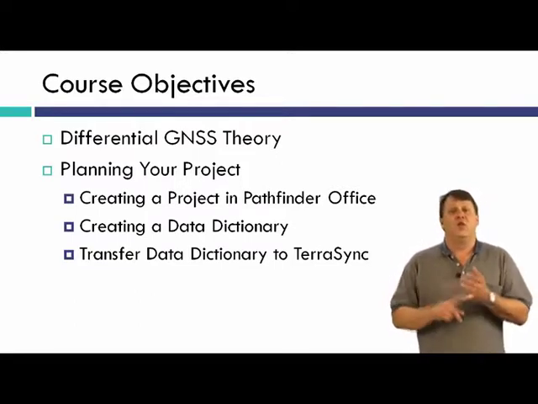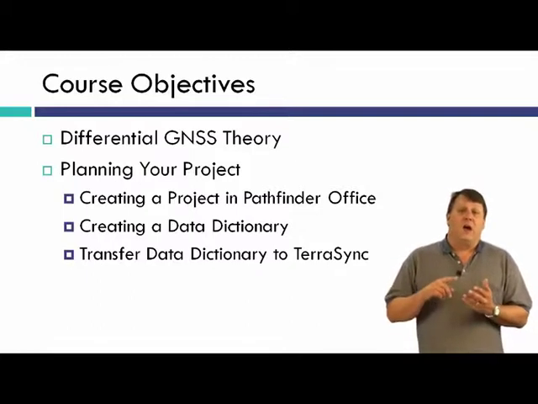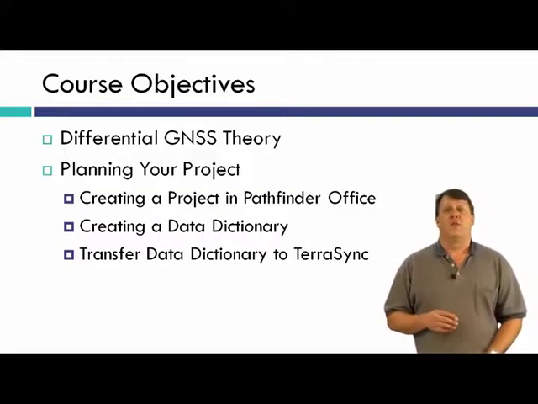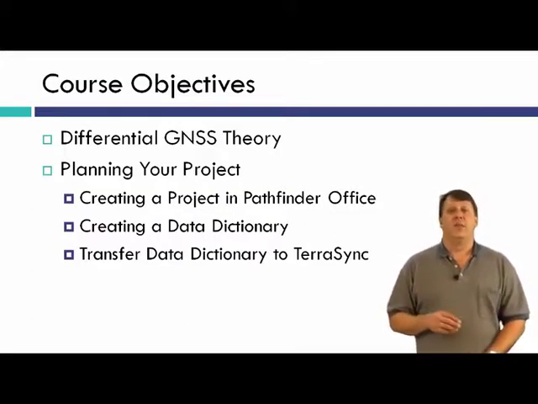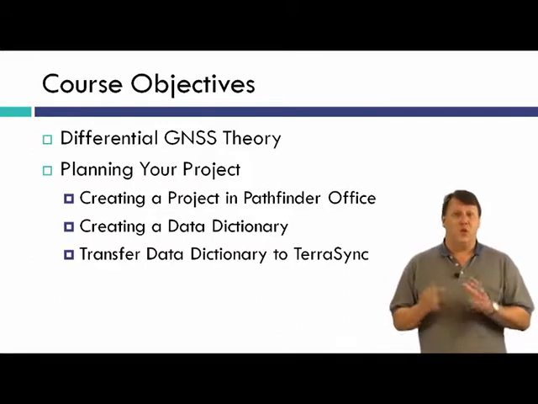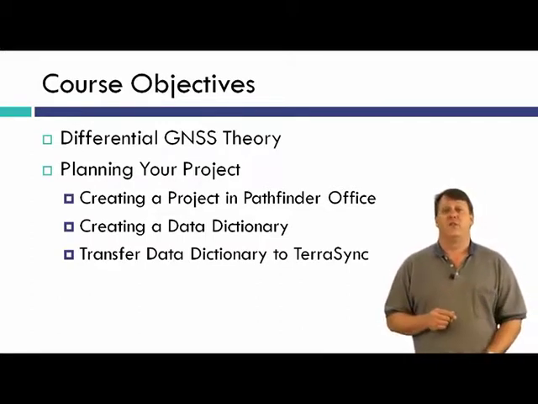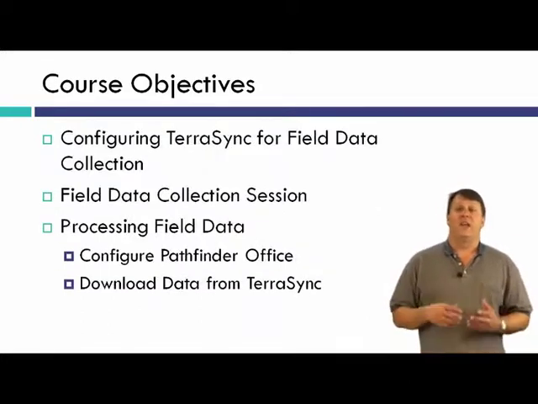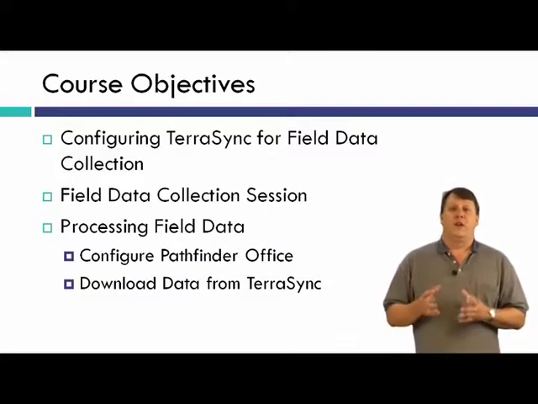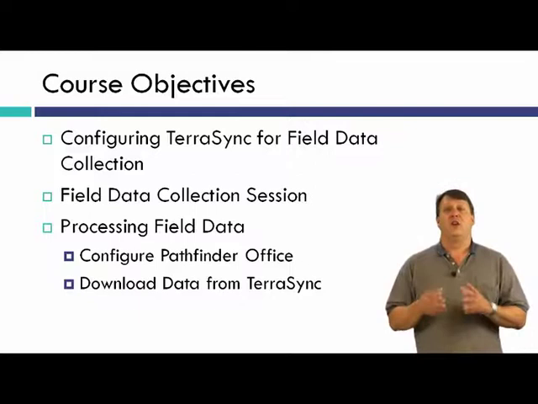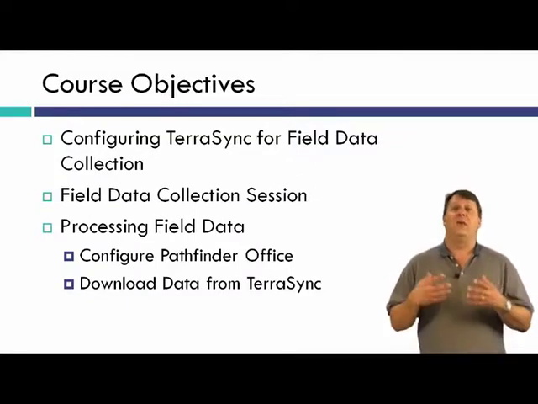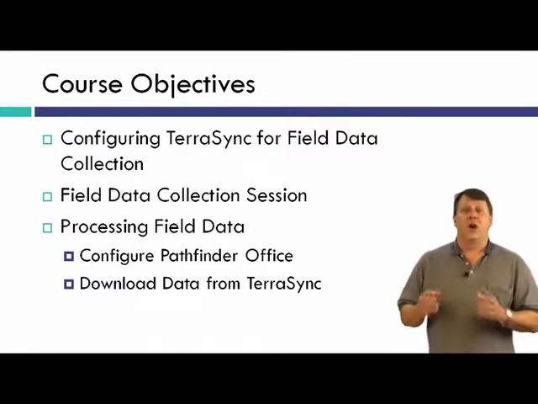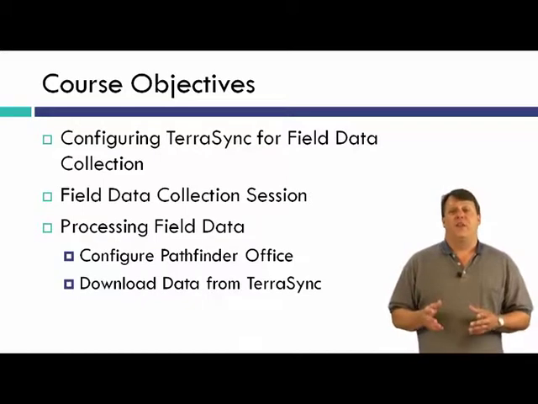This includes differential GNSS theory. We're going to then move into planning our project, where we're going to create a project in Pathfinder Office. We're going to create something called a data dictionary, then transfer that data dictionary to the TerraSync software on our 6000 series receiver. Then we're going to go through the steps for setting everything up for data collection in TerraSync. With our TerraSync configuration done, we're then going to head out to the field and perform a basic data collection session. With our field data collection complete, we're going to come back into the office and process our field data.